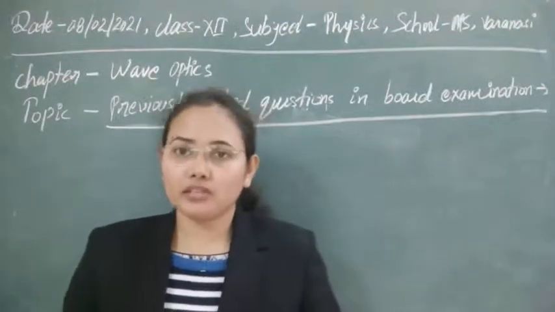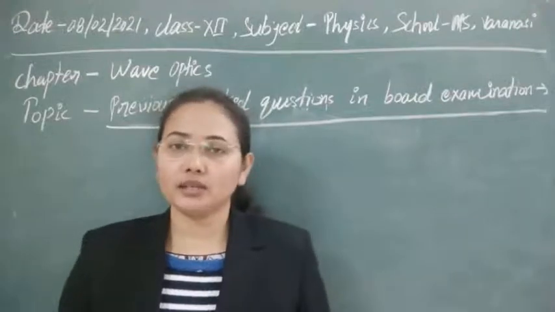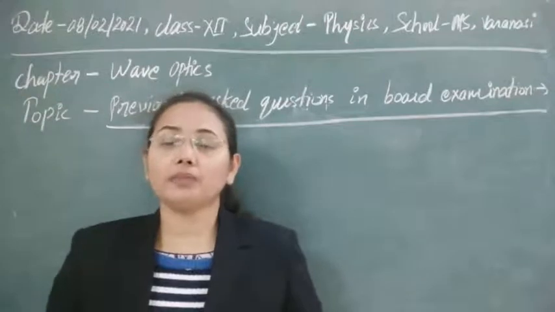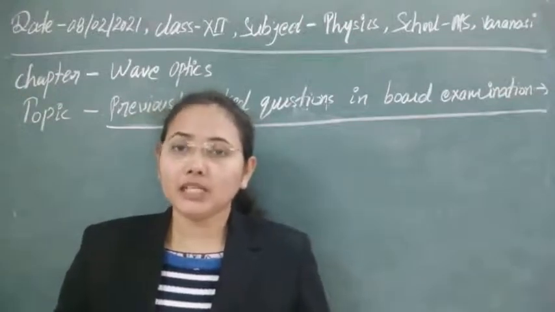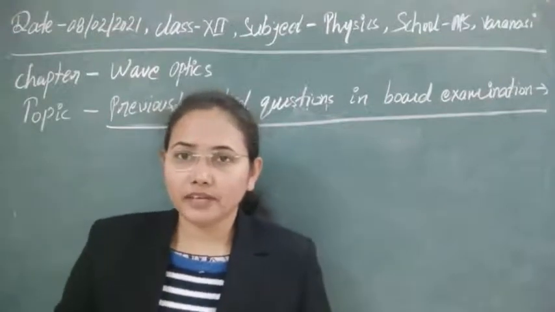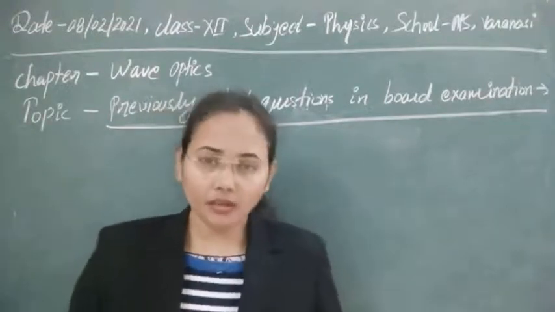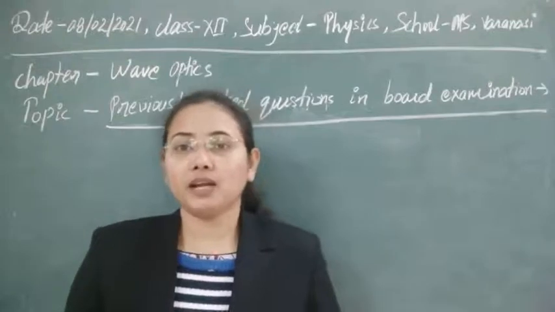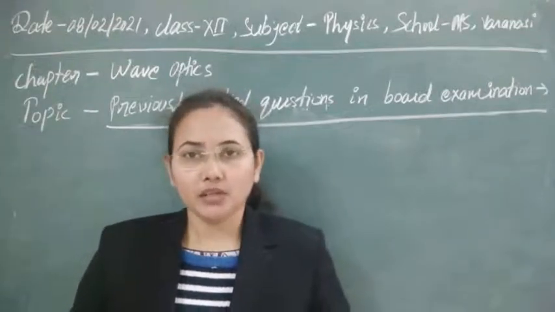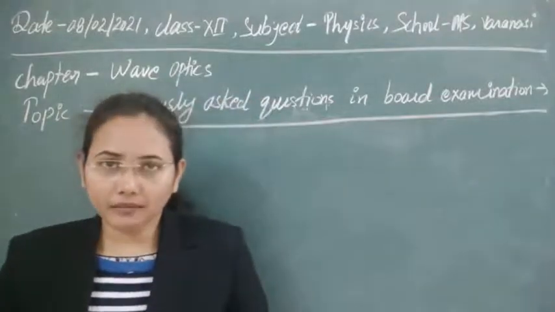So here we have one more question, a very important question that is asked a number of times: Young's double slit experiment, and how to prove the conditions of maxima and minima. The question is also asked in different ways, like: prove that the conditions of maxima and minima are this, with the help of Young's double slit experiment. So for that case you have to know this.